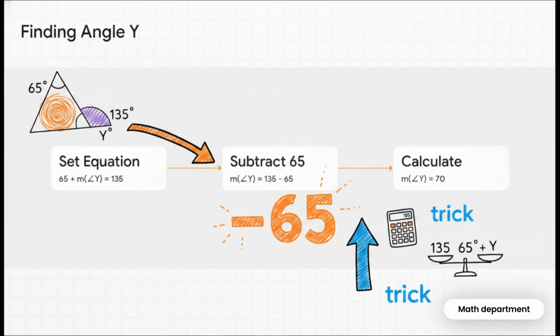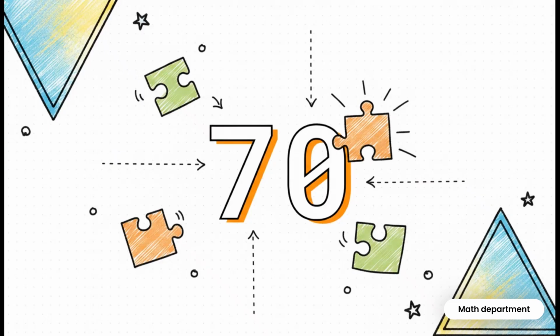Now, let's see a quick trick. If you're given the exterior angle and one interior angle, you don't even need a complex equation. Just take that big exterior number and subtract the interior piece you know to find the missing piece. So 135 minus 65. And there it is, 70 degrees. Doesn't it feel incredibly satisfying when that final piece clicks right into place?